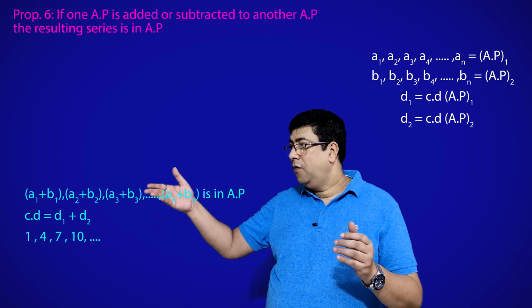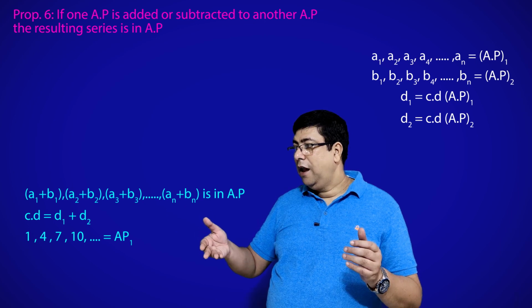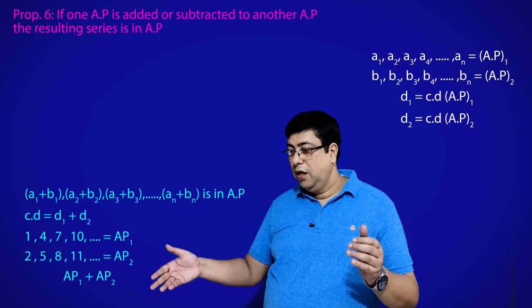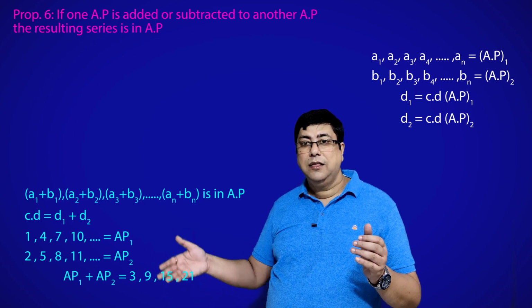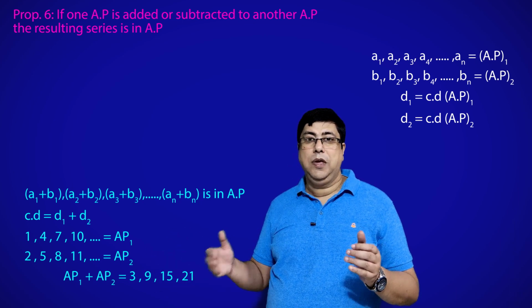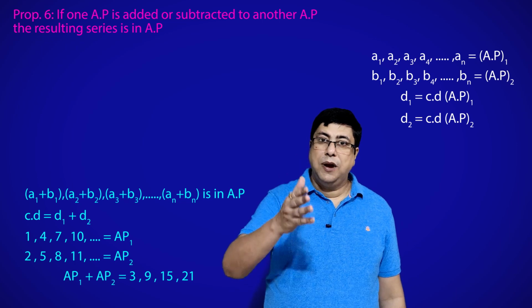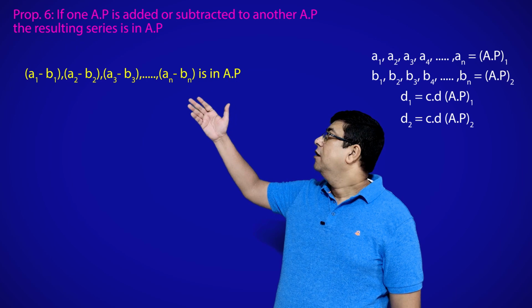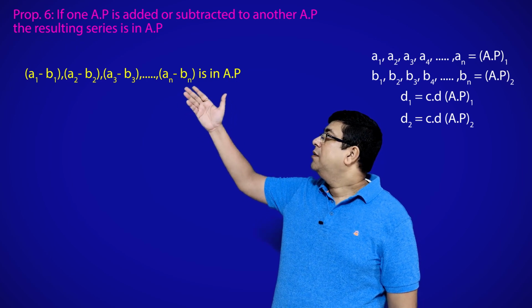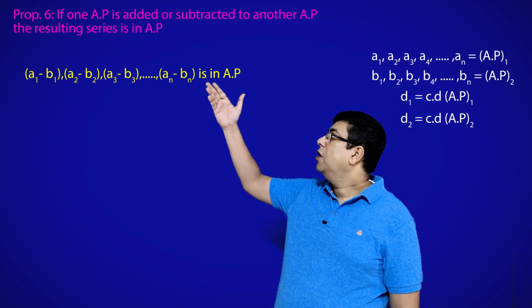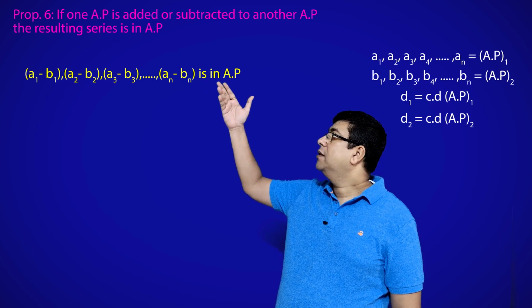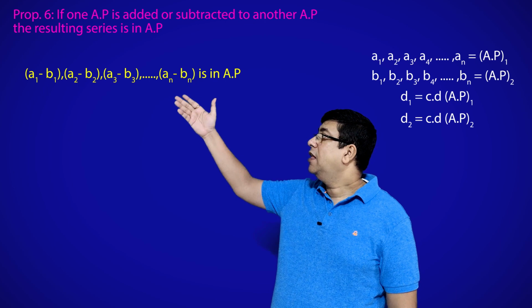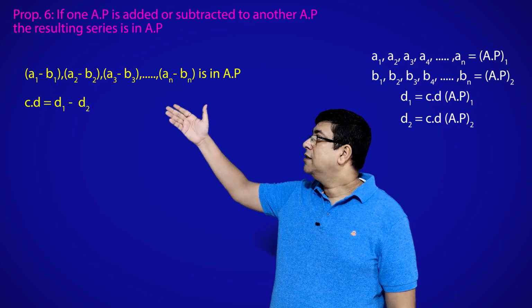Suppose one AP is 1, 4, 7, 10 and another AP is 2, 5, 8, 11. If you add the terms, you will see that the resulting series is in AP. Now if we subtract the 2 APs, let us see what is coming here. Just see A1 minus B1, A2 minus B2, A3 minus B3, A4 minus B4. This is also in AP. In this case, the common difference is D1 minus D2.